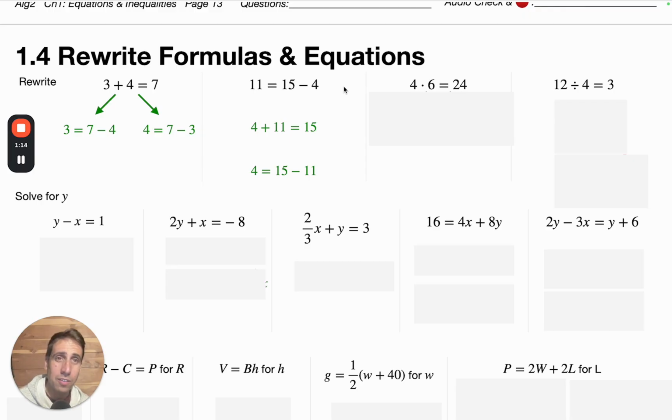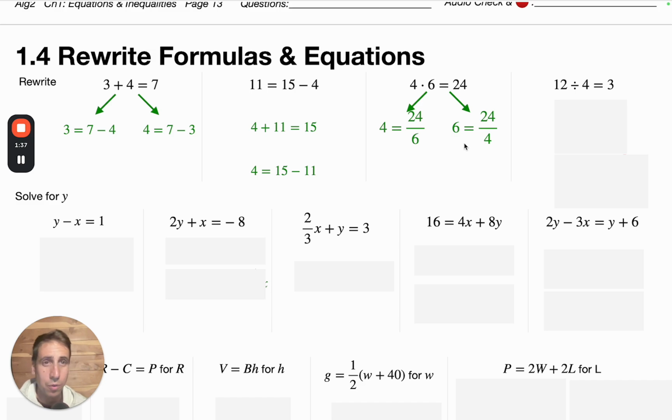4 times 6 is equal to 24? Sure. But you could divide both sides by 6. It would cancel out on the left and move over to the right, and then we get 4 is equal to 24 divided by 6. These are all true equations. If the top equation is true, and you're following the rules, then the bottom one's true too. So you could also, for example, divide both sides by 4, and over here I get 6 is equal to 24 divided by 4.